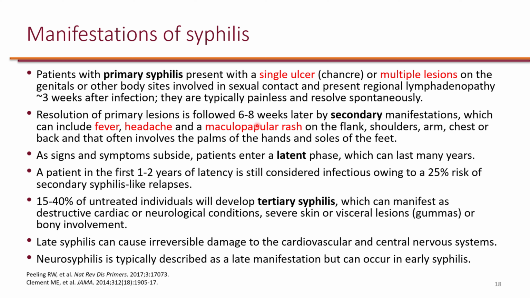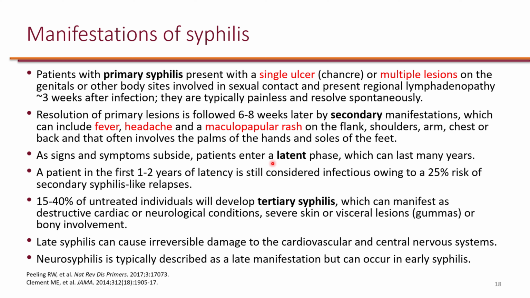So this is essentially a little more severe, because the bacteria will grow everywhere in the body. So some of the manifestations that come up next include fever, headache, and rash. Especially when you see a specific circular rash, small rashes on the flank, shoulders, arm, chest, or back, and typically on the palms of the hands or soles of the feet. And then after the secondary syphilis is resolved, assuming again no treatment, the infection goes into a latent phase.